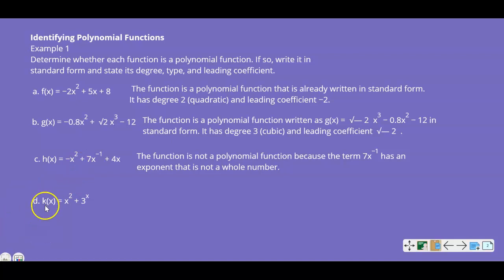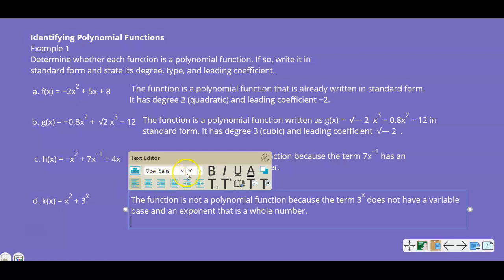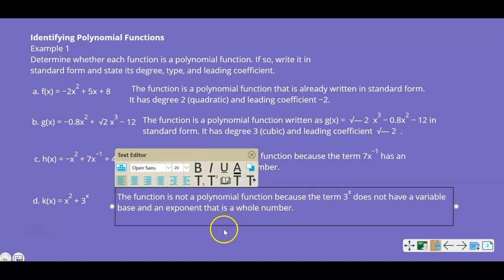D part, k of x equals x squared plus 3 to the x power. All right, so this one is not a polynomial function either because this second term does not have a variable base and an exponent that is a whole number. So let's put that down. The function is not a polynomial because of 3 to the x power.